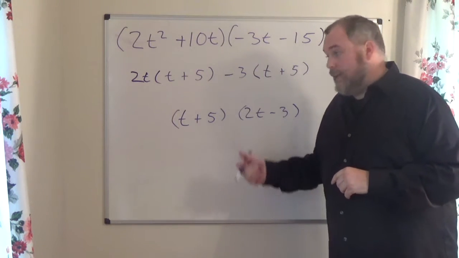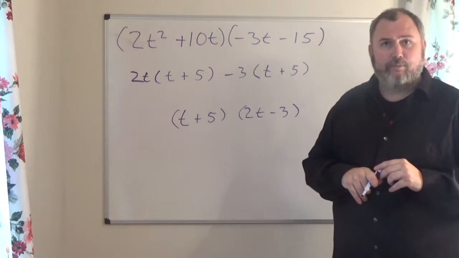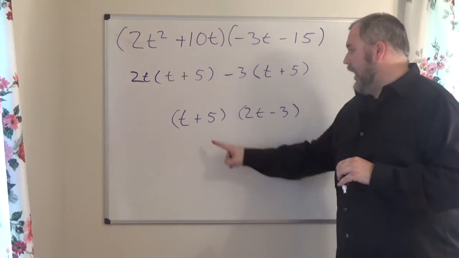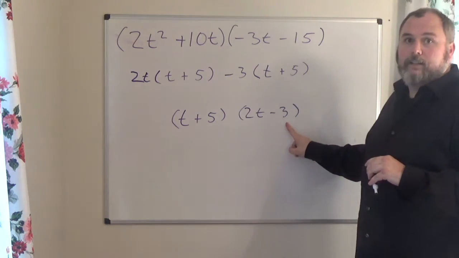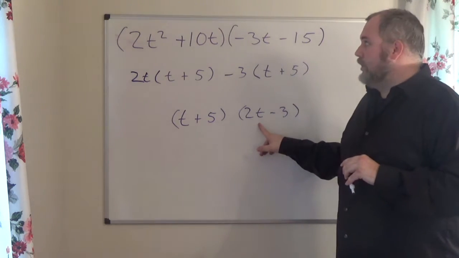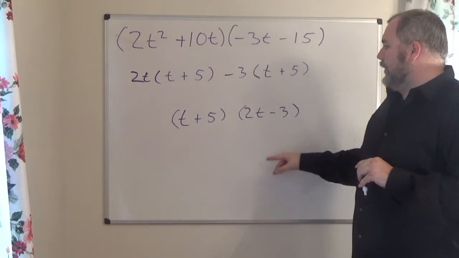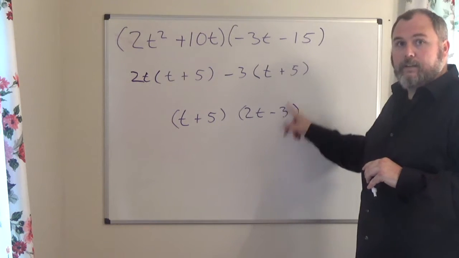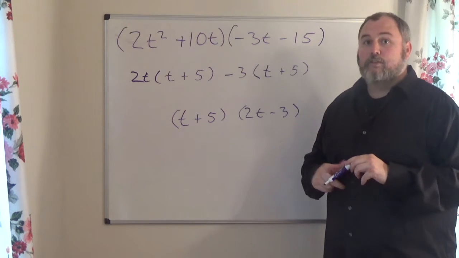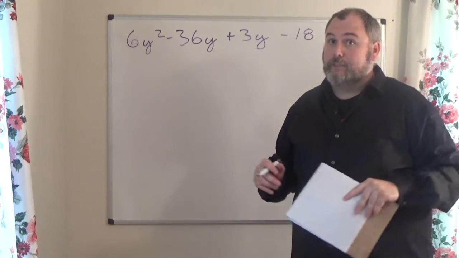We can work this out again, t, make sure we're right. Let's use the FOIL method and see if we're right. First, t times 2t gives me 2t squared. Outer, t times minus 3, hey, minus 3t. Inner, 5 times 2t, hey, 10t. Last, 5 times negative 3, negative 15. Did this match this? Yes, it does. So we have factored this out completely. You know the drill, try it on your own.